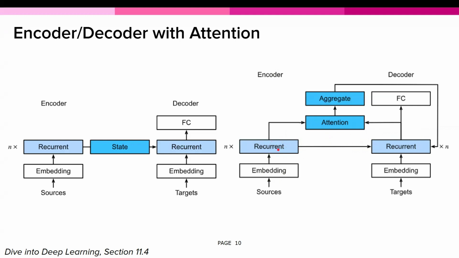And so what we're going to see is that the attention mechanism is going to calculate a set of weights for each of the encoder's hidden states based on the current state of the decoder. And so there's going to be an aggregation step that combines the hidden states according to these weights to make a context vector that's tailored for each decoding step. So that's the key idea that we're working with.